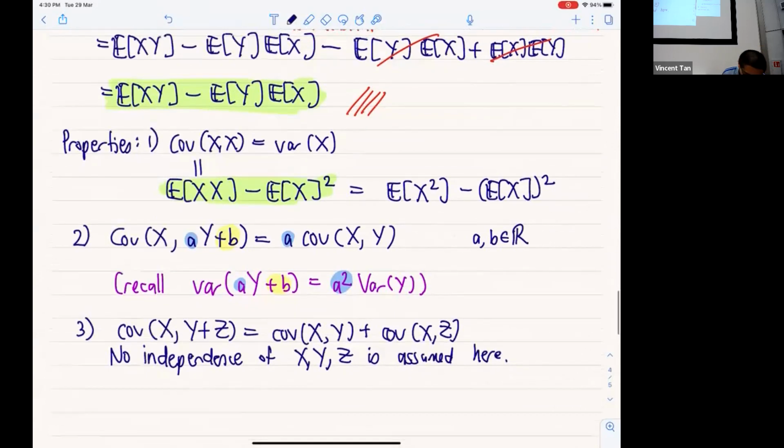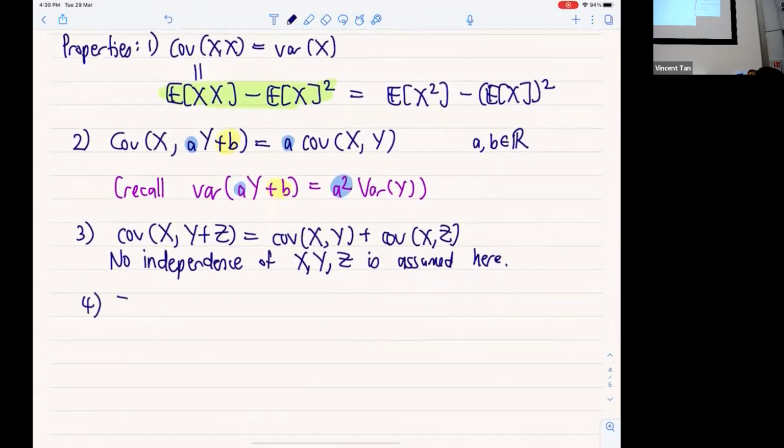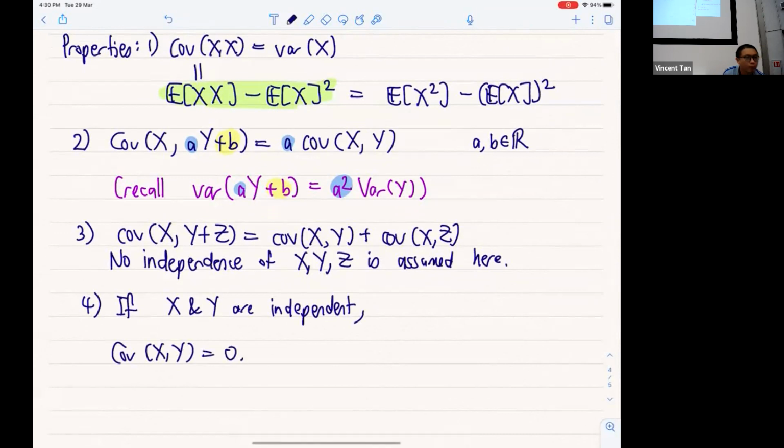Now here's another property for if indeed X and Y are independent. All right, that is a very nice situation. Then the covariance of X and Y is equal to 0. We always have this. And why is that the case? I will explain this. I will show this in more detail.